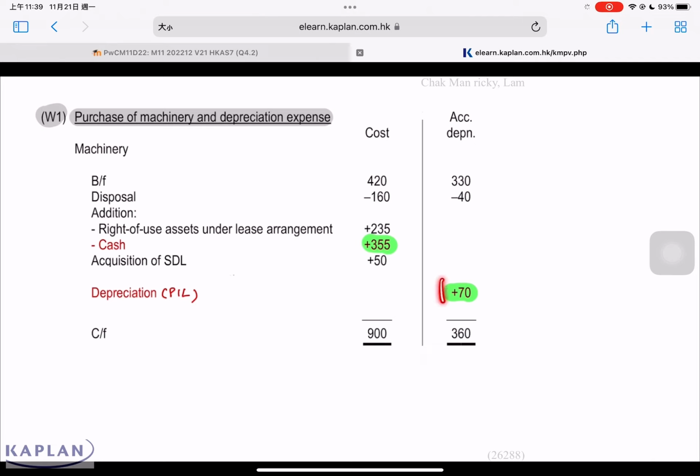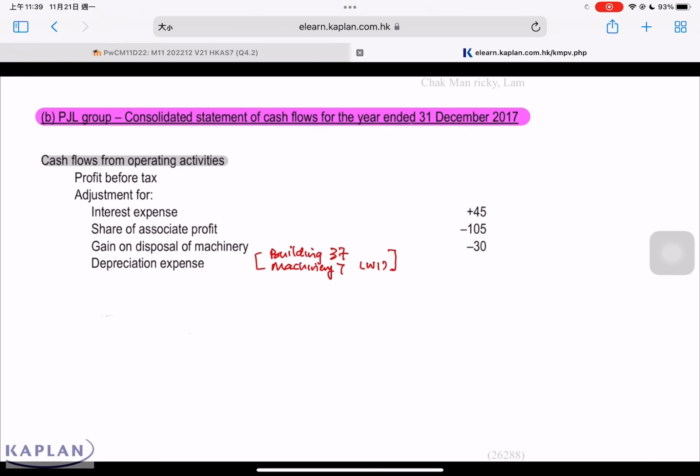Now I need this figure, 70. Total is equals to 107. In the profit and loss, depreciation we minus. Now we take it out, we have to add it back. If there's any adjustment, you just need to plus minus, non-cash, non-operating. Then after that, we have to consider the movement in the working capitals.